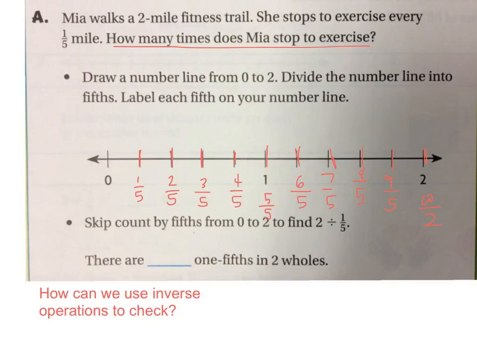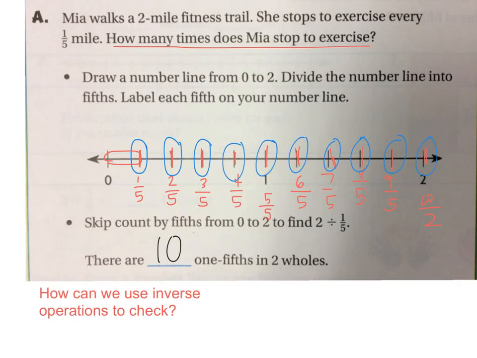So let's take a look on our number line. She stops here to exercise, and here, and here, and here, and here, and here, and here, and here, and here, and here. So if you count the number of tick marks that you circled on your number line, how many times did Mia stop to exercise? Go ahead and count. Mia stopped to exercise 10 times because how many 1/5 sections, if this is a 1/5 section, how many of them are there in 2? 10. So Mia stopped to exercise because there are 10 1/5s in 2 wholes.